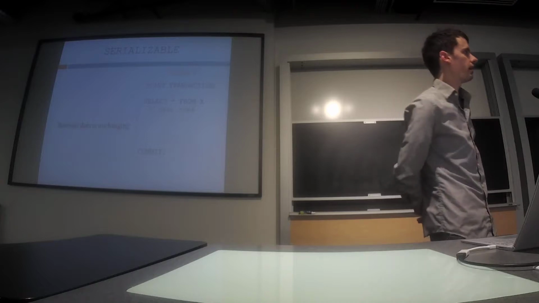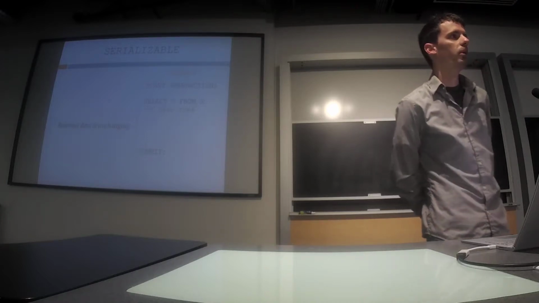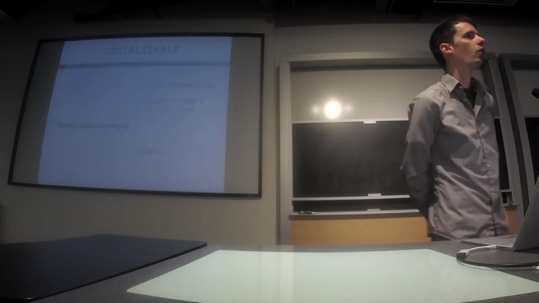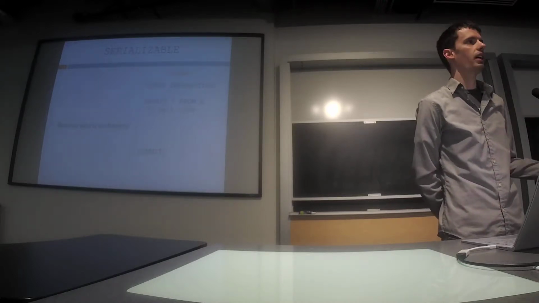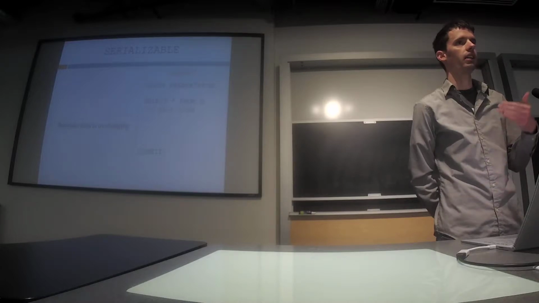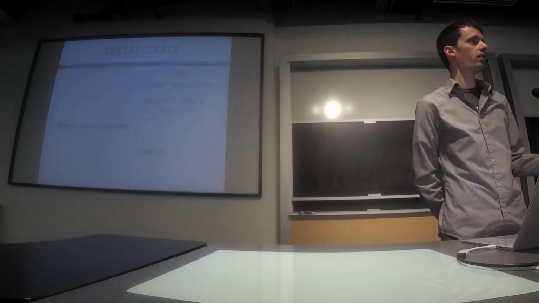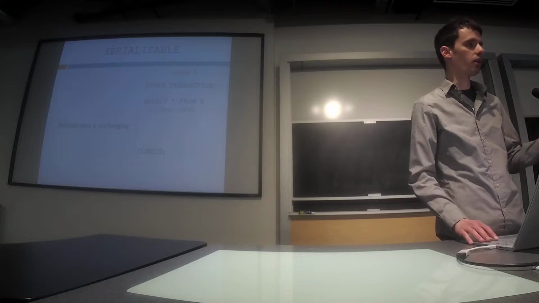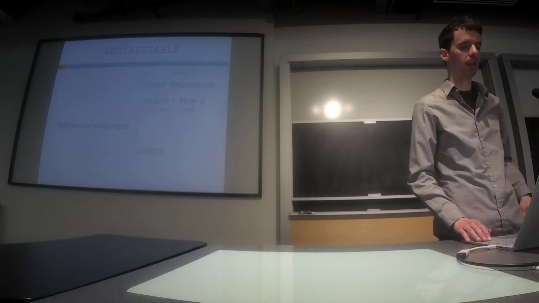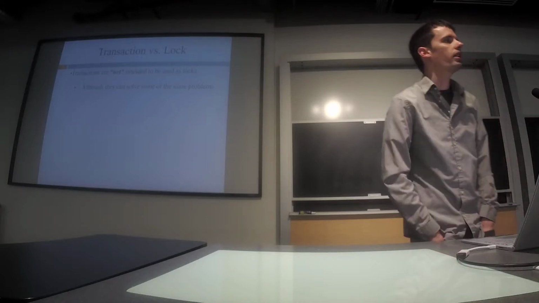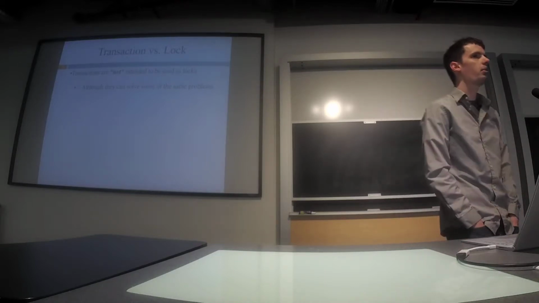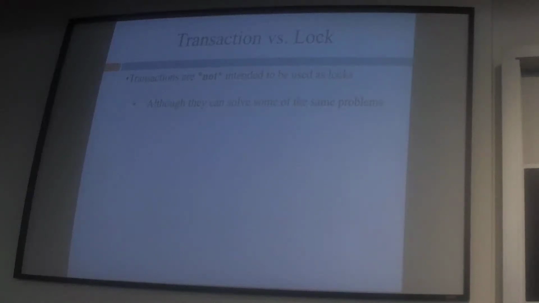Okay, so basically this kind of gives us, not really, but kind of gives us the same goal as what a lock would give us. Once I've selected some data, I know it's not going to change, and I can use that to make decisions and then change some rows based on those decisions without being interfered with. Okay, but a transaction is not a lock, and it's not intended to be used as a lock. They can solve some of the same problems, as we saw.